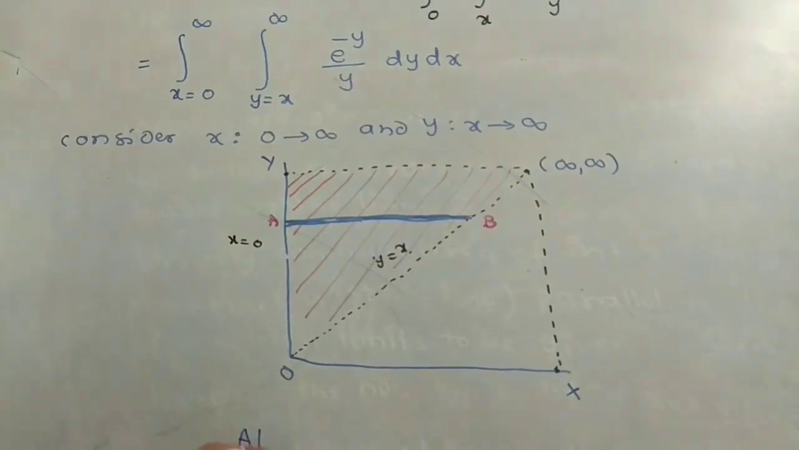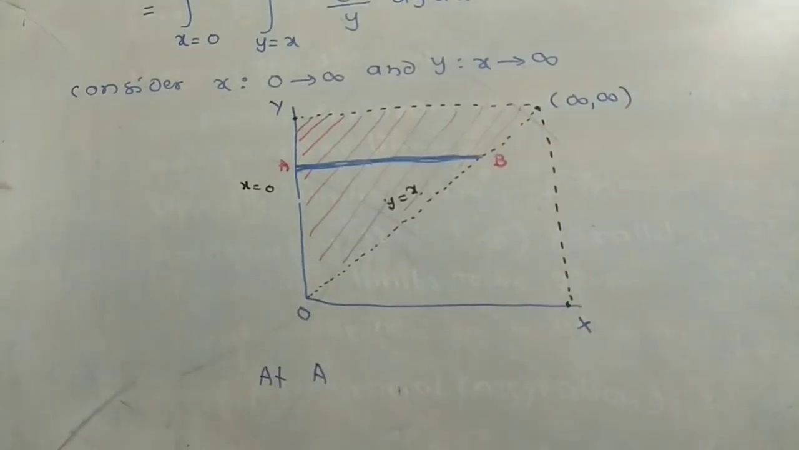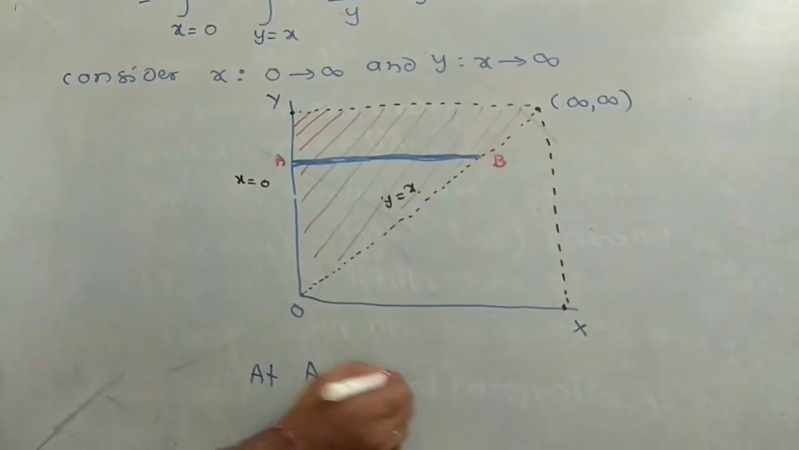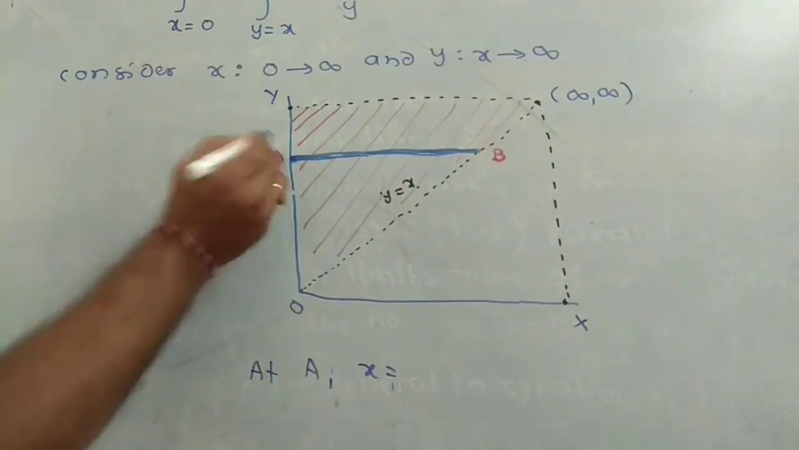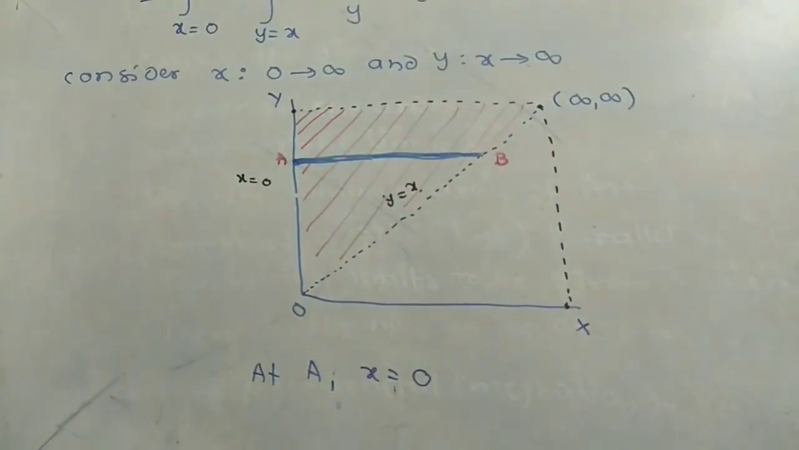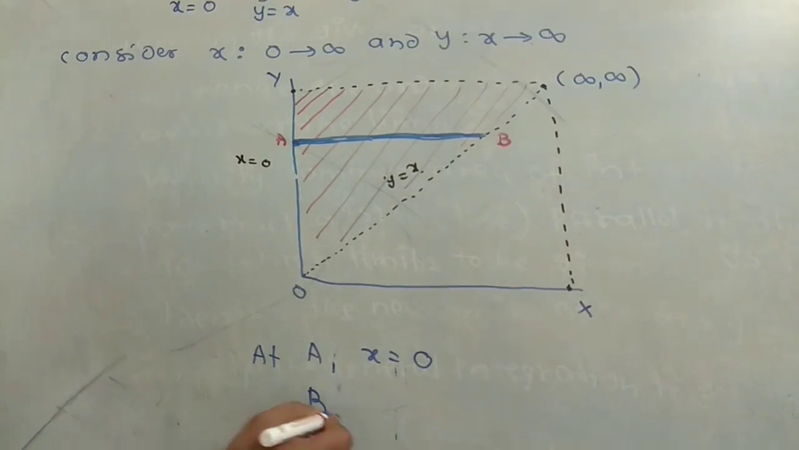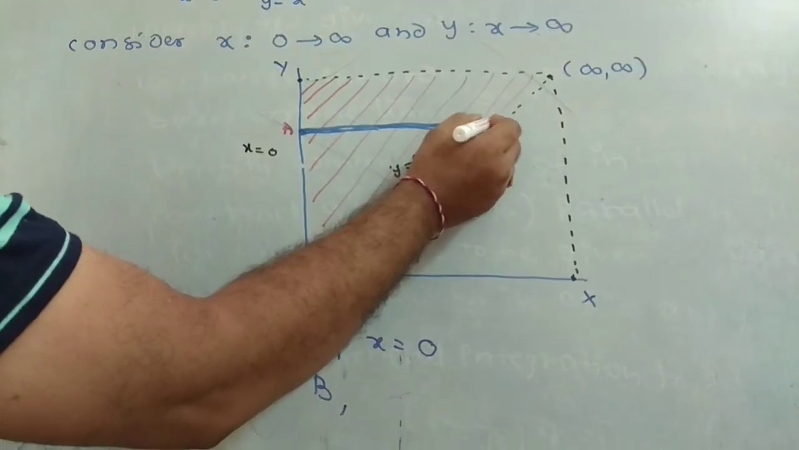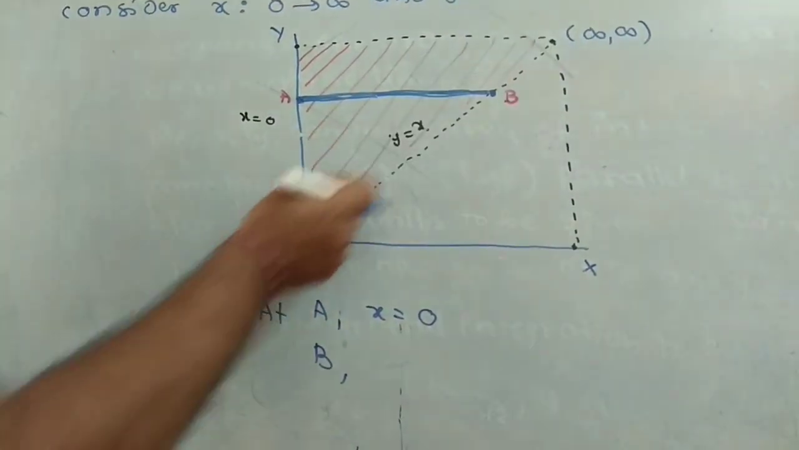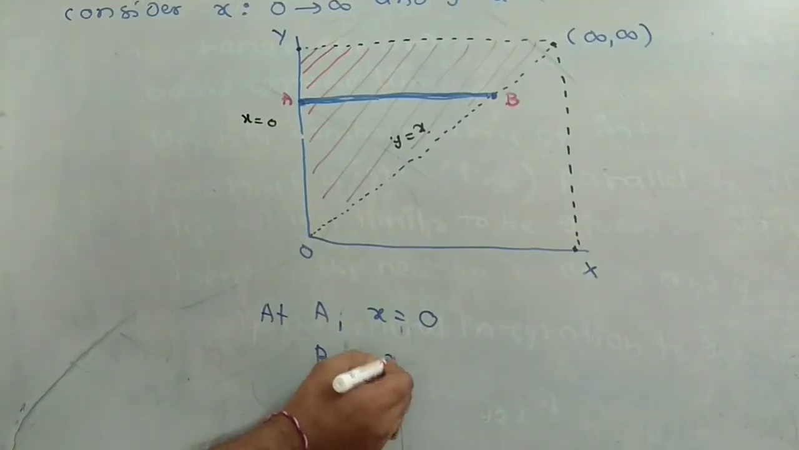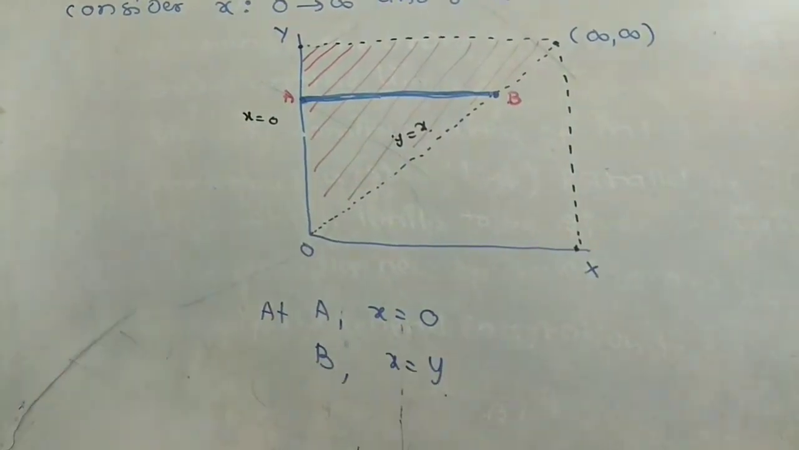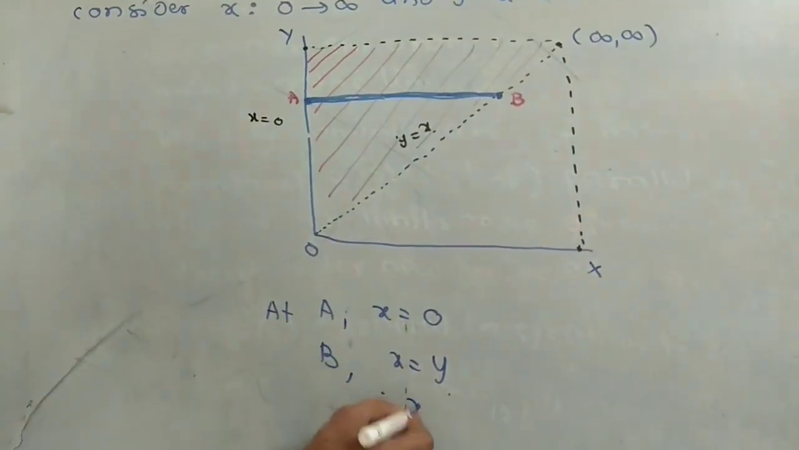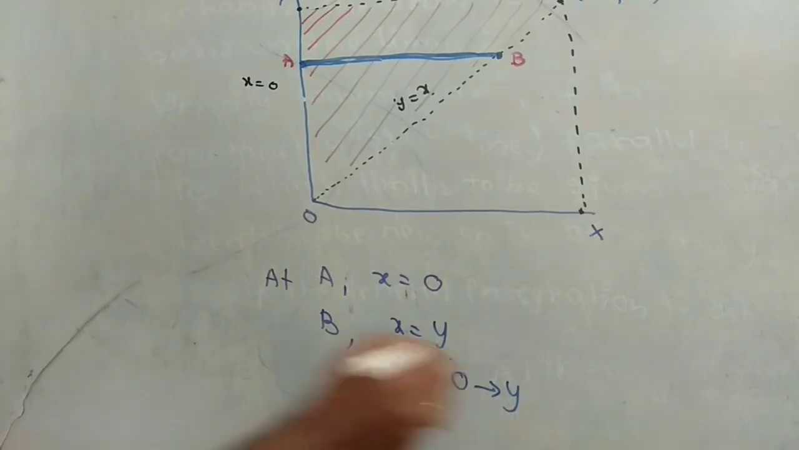So you just write down at A. At A, what is the A point? What is the x value? At A, what about x value here? At this point, the x value is taken as 0. Now at B, what about the x value there? B point is lying on the equation y equal to x. So you are focusing on x value, x equal to y. So now we have completed the x limits. So x limits are nothing but 0 to y.